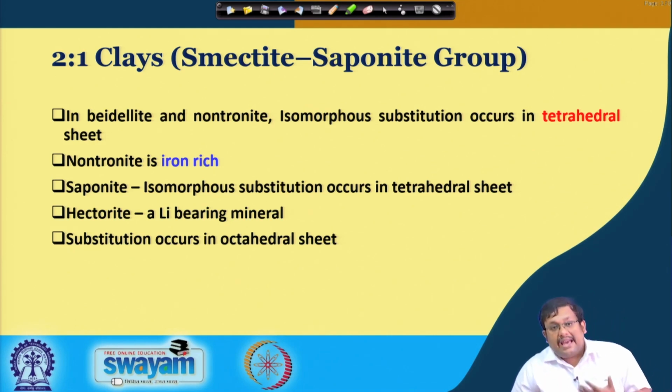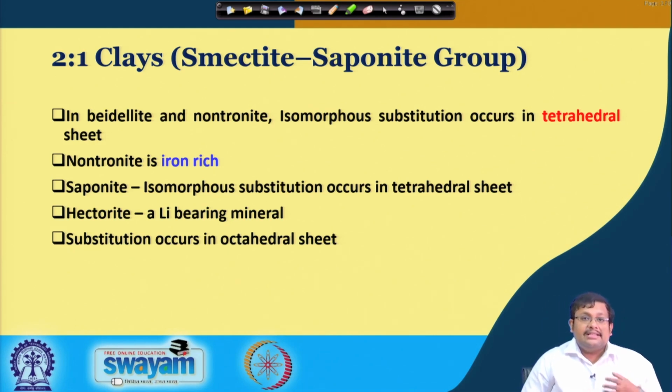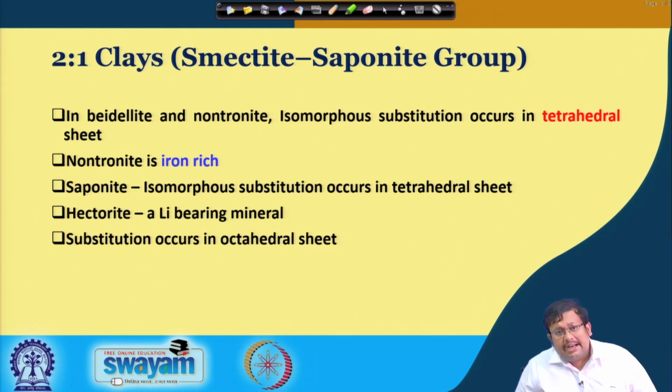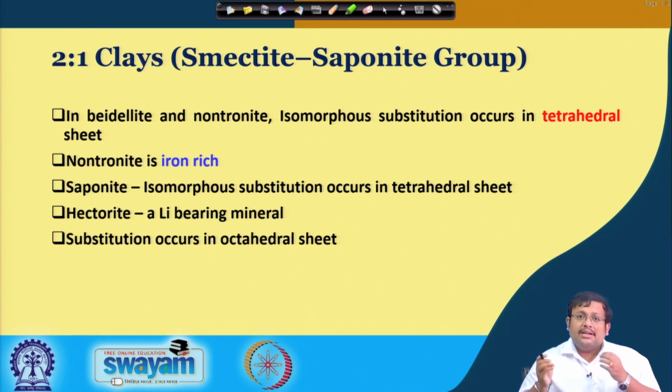Remember, nontronite is iron rich and saponite is a mineral where isomorphous substitution occurs in the tetrahedral sheet. Hectorite is basically a lithium bearing mineral, and also in case of hectorite, substitution occurs in the octahedral sheet. So, depending upon which particular ion is dominant and where the isomorphous substitution is going on, we can differentiate different types of clay mineral.